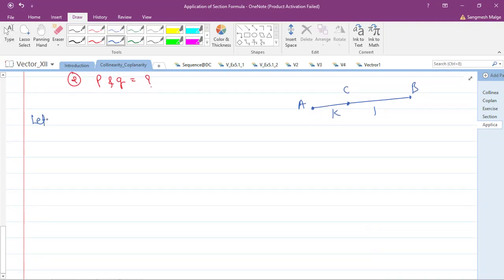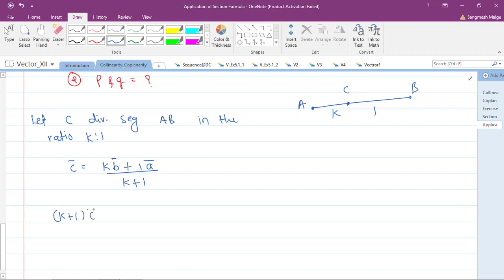Let C divide segment AB in the ratio k is to 1. So what happens then? C bar is equal to k B bar plus 1 A bar upon k plus 1. Is it okay? I am assuming it is dividing internally in the ratio k is to 1. Now let's solve this. So you will have k plus 1 into C bar is equal to k into B bar plus 1 into A bar.